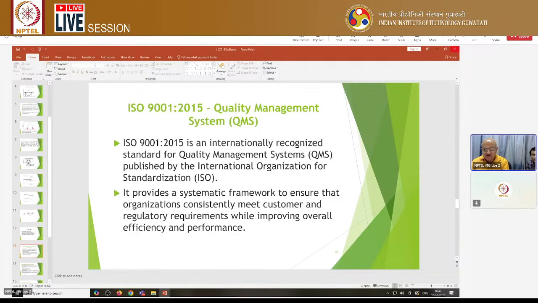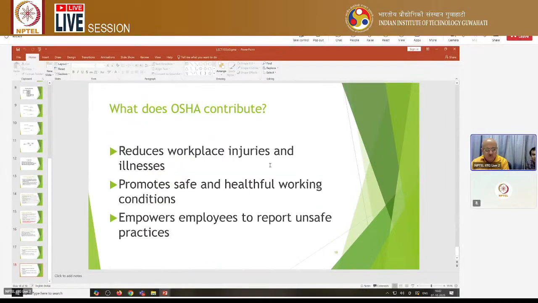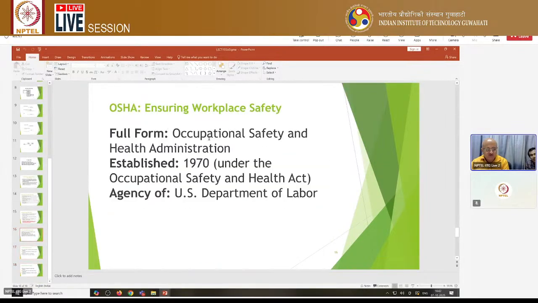Then there is some Six Sigma methodology, and I told about ISO and OSHA also, the American Standard Occupational Safety and Health Administration. So this also we have told.